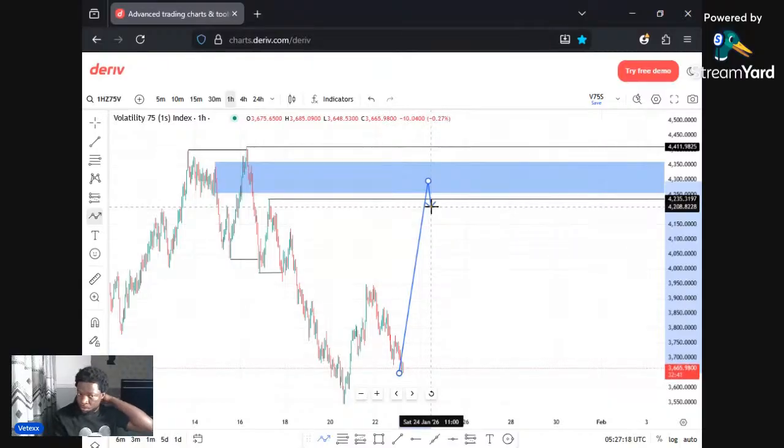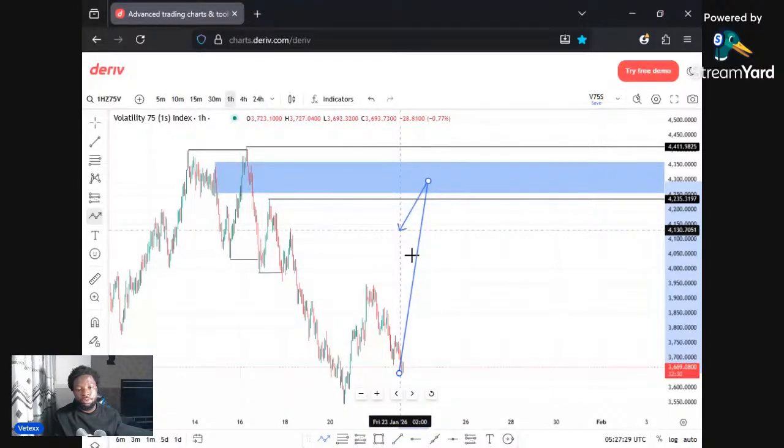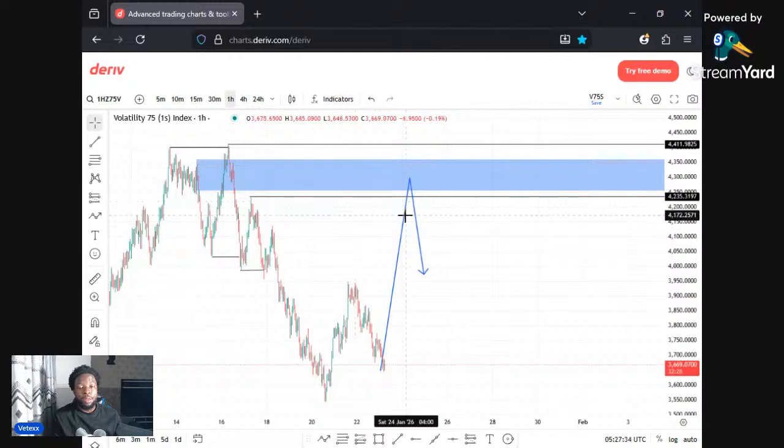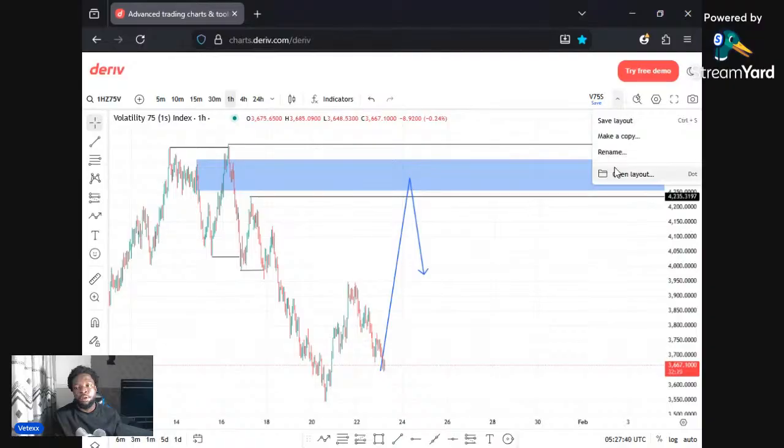So once price taps into this POI on the 1-hour time frame, you will start looking for continuation on the 15 minutes, 10 minutes, and 5-minute time frame. So this is what we are anticipating on V75. So until it taps into this POI, we will be sitting on our hands and waiting for what is going to happen next. Okay, now let's move on.